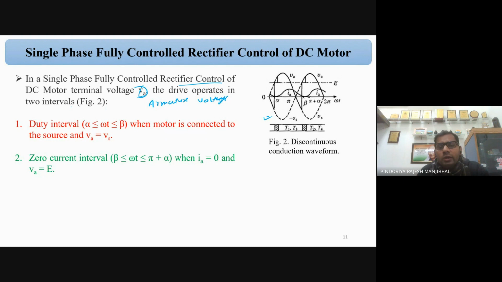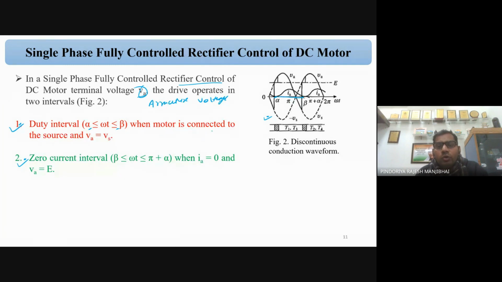Operates in two intervals. First interval is a duty interval and second interval is a zero current interval. So what is the meaning of the duty interval? Duty interval is the duration between alpha to beta, and alpha to beta is nothing but zero crossing. So here is alpha and here is beta. This duration is your duty interval.